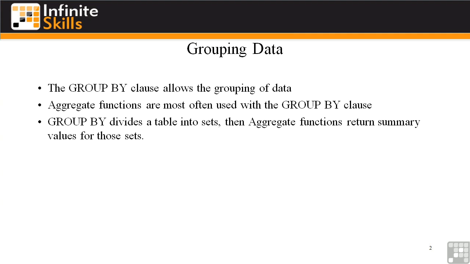The group by clause is what we're going to use to specify whether we want data grouped by a column or by more than one column. We can use aggregate functions within a group by clause, and again, the group by divides the table into sets of data, and then these aggregate functions may return summary information for those sets.